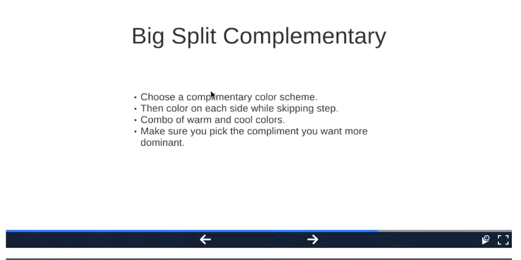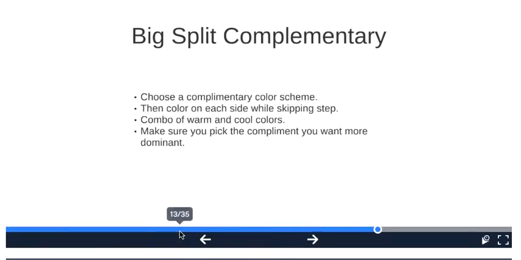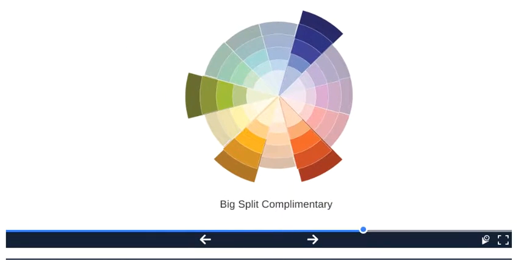So here's an overview of the big split complementary. Choose a complementary color scheme, then choose the color on each side while skipping a step. And it's the combo for cool colors. And like I said, make sure you pick the complement you want to be more dominant. So if you want it to be more warm, pick the warm color over the blue, the cool color.